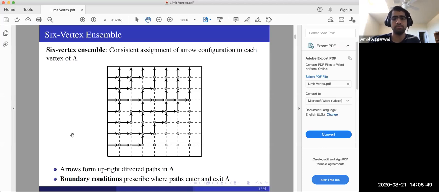What I mean when I say consistent is the natural thing. Namely, if the vertex where my cursor is has a horizontal arrow exiting from it, then the adjacent vertex has to have a horizontal arrow entering it. Now, spin conservation tells you that the number of incoming arrows is equal to the number of outgoing arrows. What that quickly implies is that you can view this model as a series of up-right directed paths where paths can touch but they can't cross. For instance, here you see a path coming in horizontally and then exiting vertically, and likewise here you see this path zigzagging, etc. Boundary conditions of this model then prescribe where the paths enter and exit the domain.